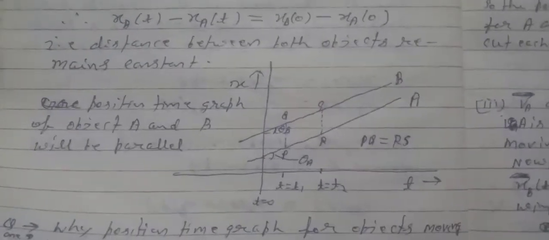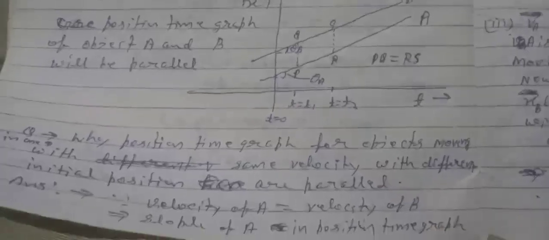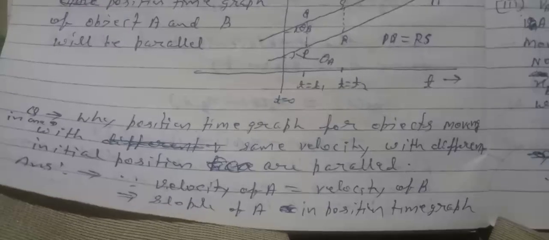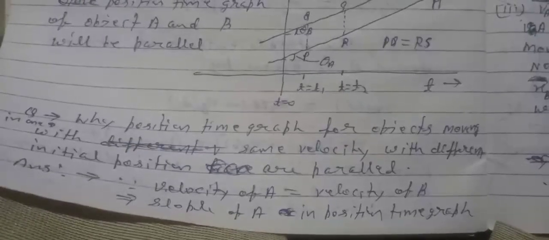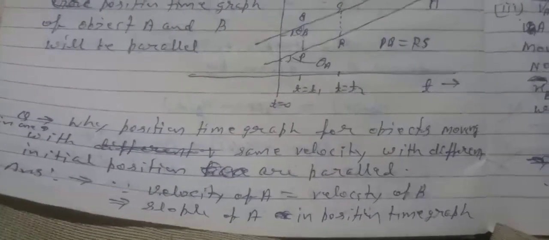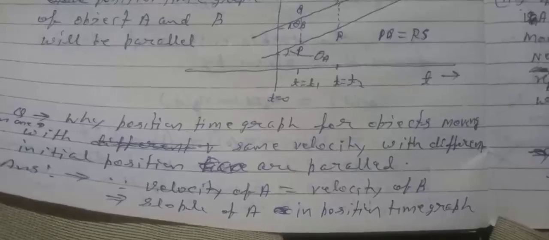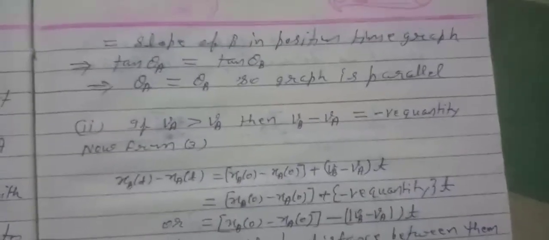Now the position time graph of objects A and B will be parallel as shown in the figure. Question: why is the position time graph for objects moving in one dimension with the same velocity but different initial positions parallel? Answer: since velocity of A equals velocity of B, this implies the slope of A in the position time graph equals the slope of B. This implies tan theta A equals tan theta B. This implies theta A equals theta B.